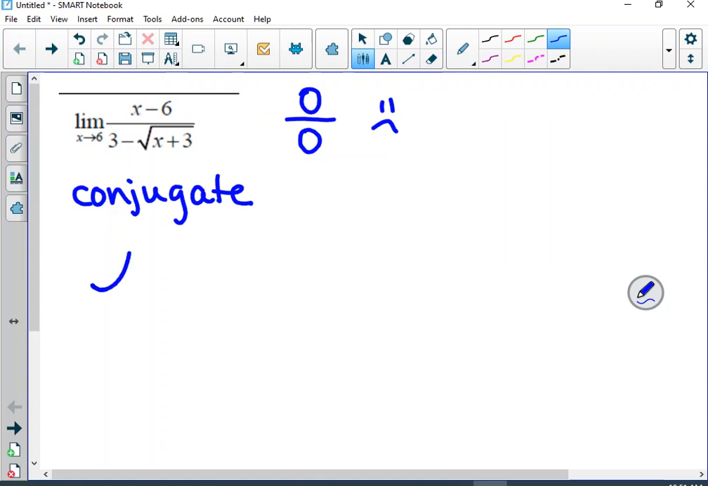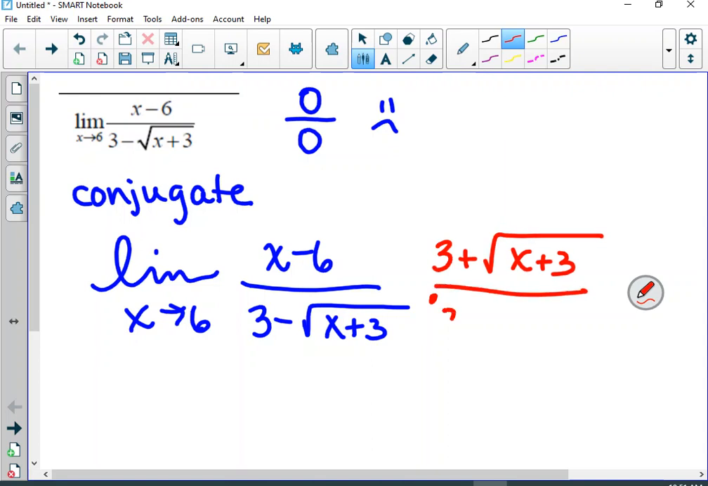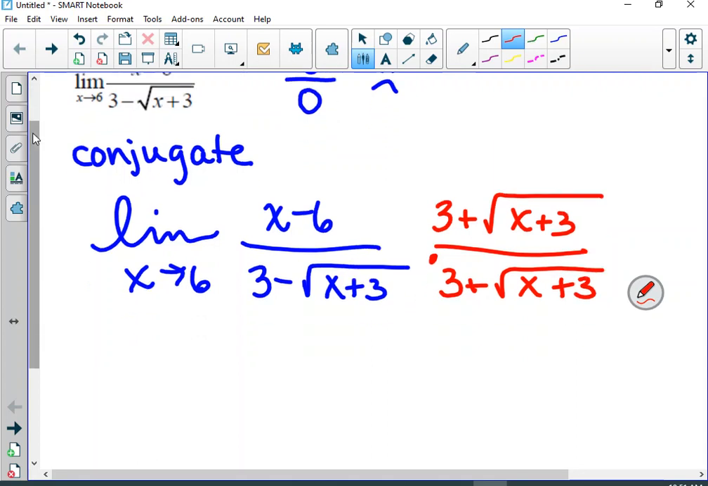Okay. And so I'm going to take the limit as x approaches 6 of x minus 6 over 3 minus root x plus 3. And I'm going to multiply by a form of 1, which is going to be 3 plus the root of x plus 3 in the numerator and the denominator.